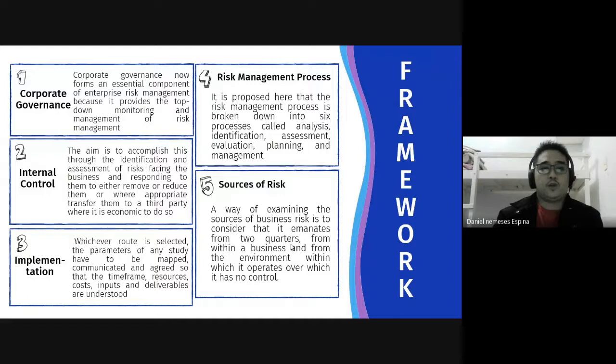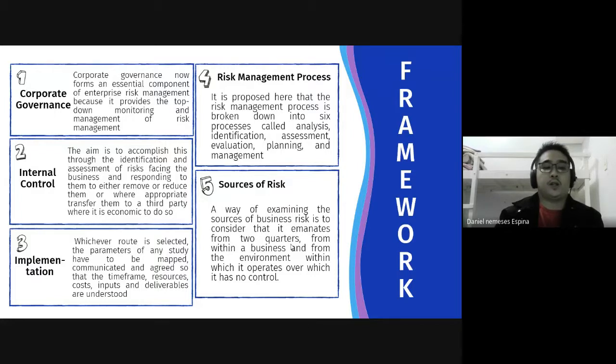Okay, so corporate governance is an essential component because it provides the top-down monitoring and management of risk. Two is internal control. So the aim is to accomplish this through the identification and assessment of risk facing the business and responding to them to either remove or reduce them or, where appropriate, transfer them to a third party where it is economic to do so.